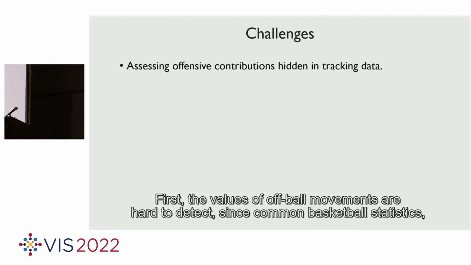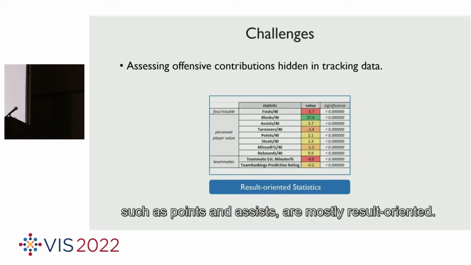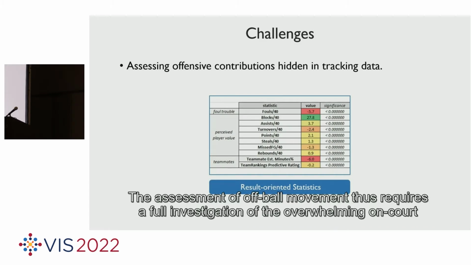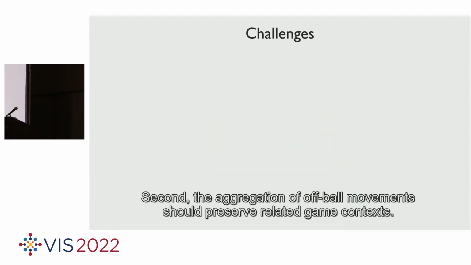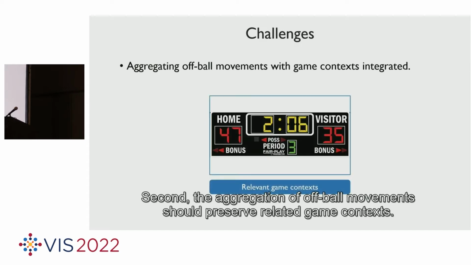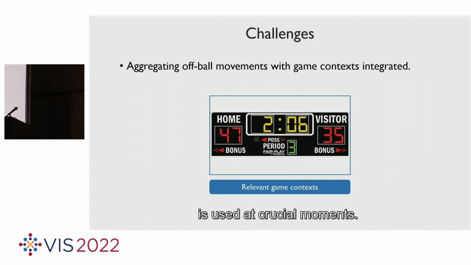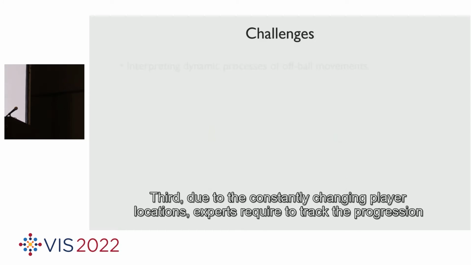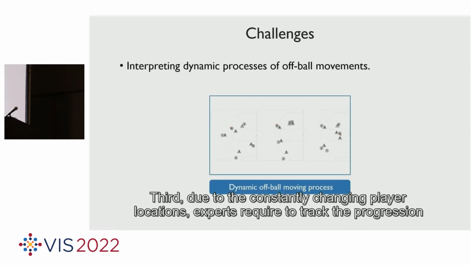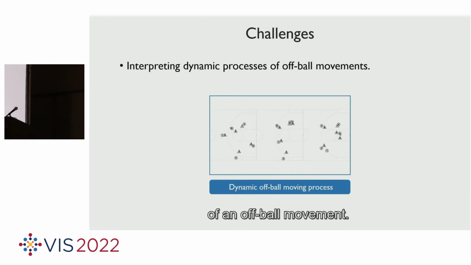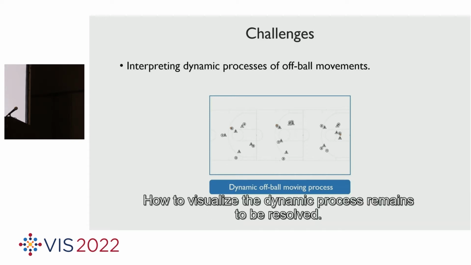First, the values of off-ball movements are hard to detect, since common basketball statistics such as points and assists are mostly result-oriented. The assessment of off-ball movements thus requires a full investigation of the overwhelming on-court information. Second, the aggregation of off-ball movements should preserve related game context. For example, coaches would like to learn how often a specific type of off-ball movement is used at crucial moments. Third, due to the constantly changing player locations, experts require to check the progression of an off-ball movement. How to visualize the dynamic process remains to be resolved.